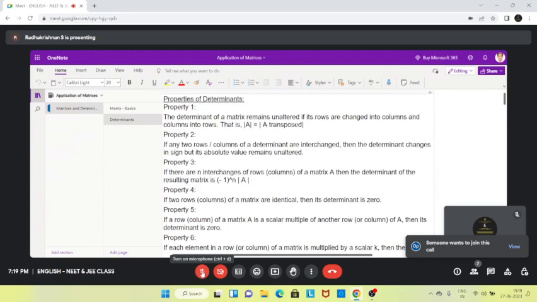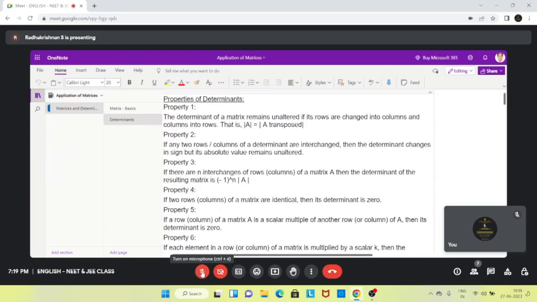That is right. Exactly. If there is one change, the sign becomes negative. So if you make two such changes, it becomes again minus into minus, which is plus. So that is the next property.